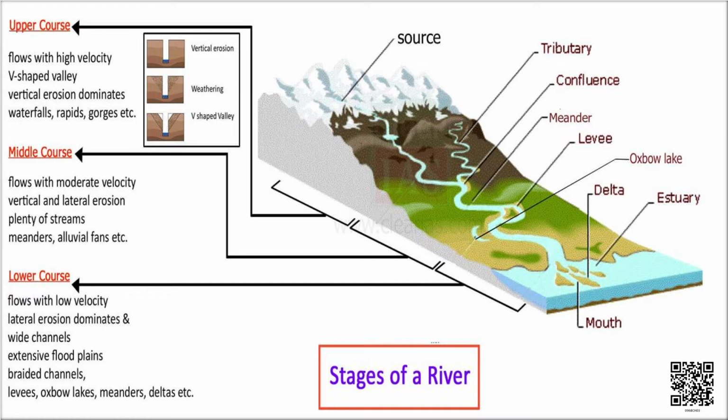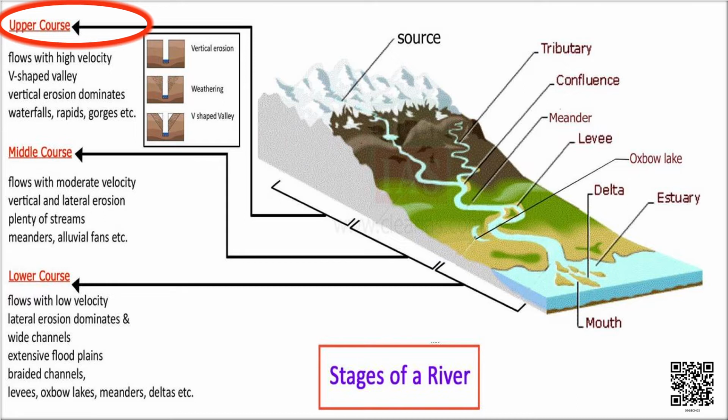Similarly, the middle course of the river is known as the mature stage of the human being or the mature stage of the river itself. Last but not the least, the lower course of the river is compared with the old stage of a human being. Now let me tell you about the upper course. When the river flows from the mountain top, the speed and force of the river is very strong, very powerful. It flows very fast and very swiftly.